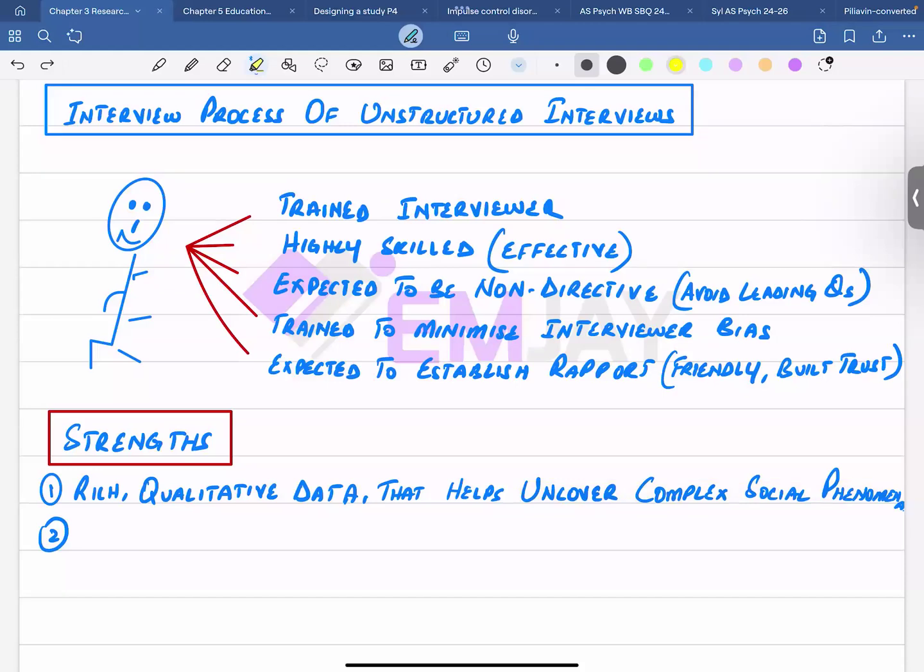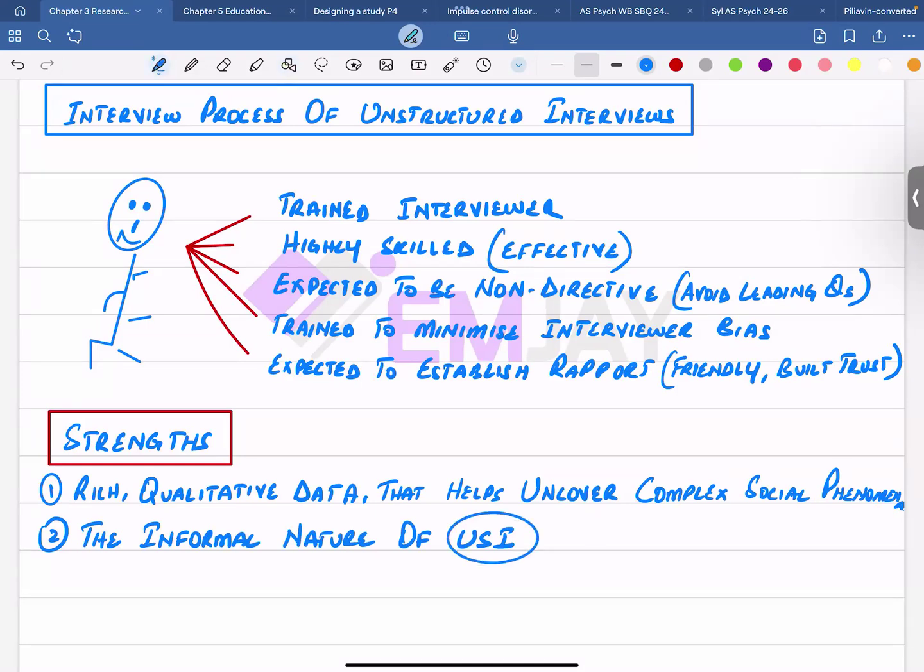Number one. Number two, the informal nature of unstructured interviews encourages participants to share openly.